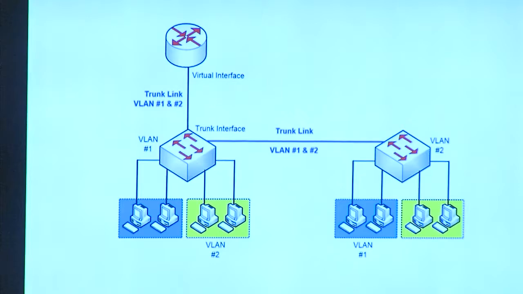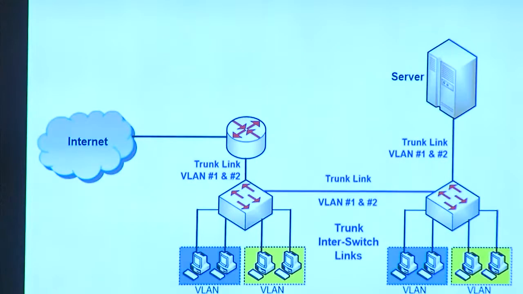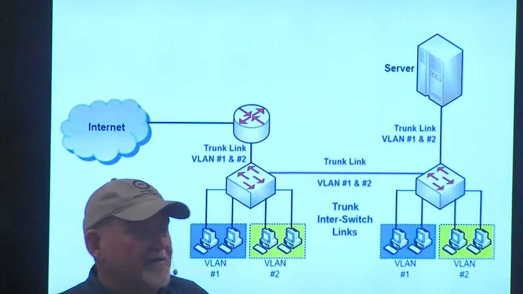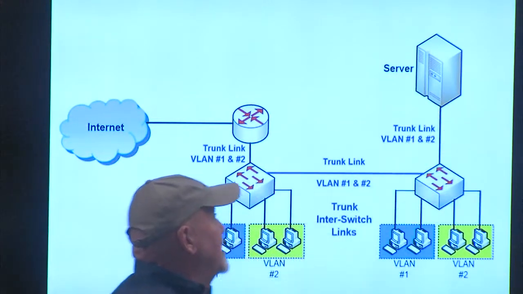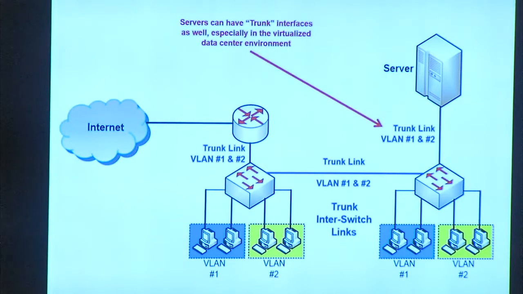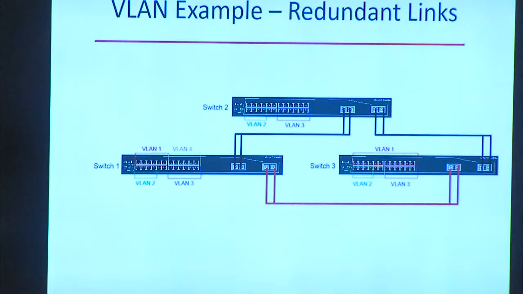So again, some really, really simplified ways of building a network. And oh, by the way, there are some servers, particularly servers that are used in a virtualized environment, that also have trunk type interfaces or virtual interfaces on them. So think about a virtual server. That server is going to need to have multiple IP addresses to support those different applications. So again, just some real quickie examples.